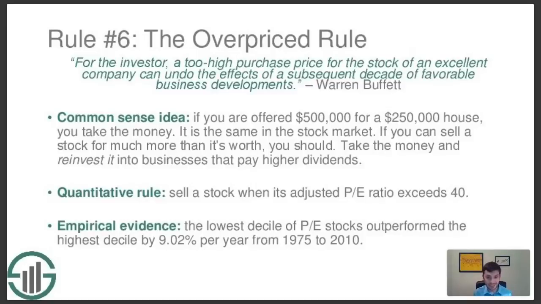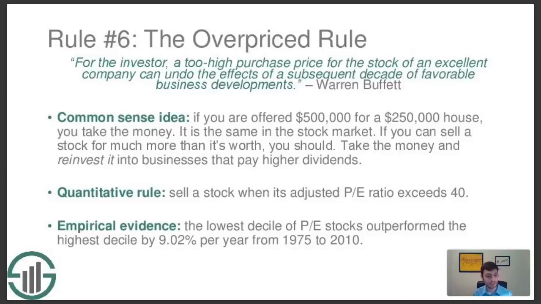It's the same within the stock market. If you hold a business that is wildly overvalued, you can sell it for much more than it's worth, and you can take that money and reinvest it into businesses that are better investments today. The quantitative rule here is to sell a stock when its adjusted price earnings ratio exceeds 40. This means you'll very rarely sell, and that's by design because we want to focus on long-term investing and not rapidly selling. But if something's absurdly overvalued, it's better to sell it at that point.